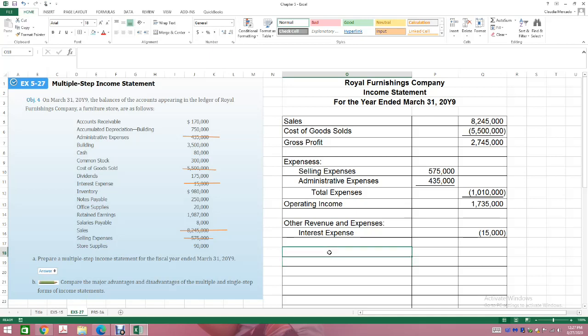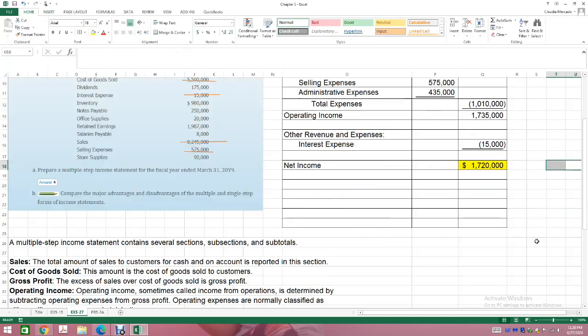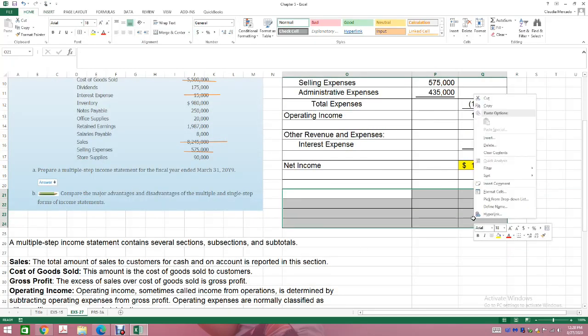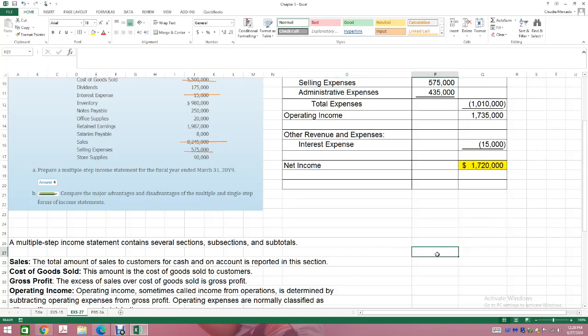Now I can calculate my net income. Your net income is going to be your operating income minus the $15,000 of interest expense. So my net income is going to be $1,720,000. Okay, that is my net income. So that is my requirement A.